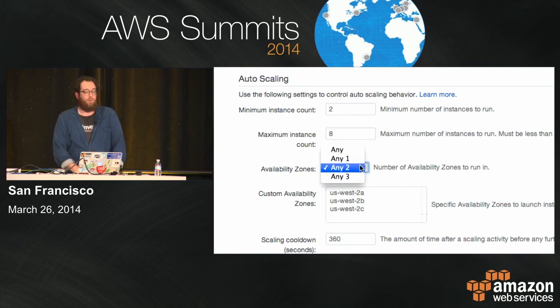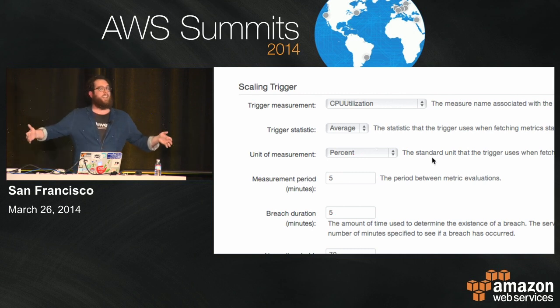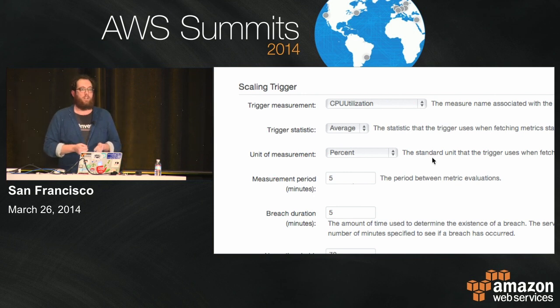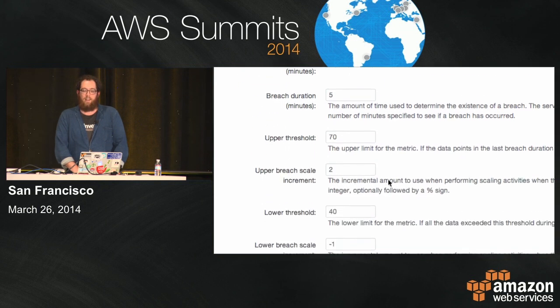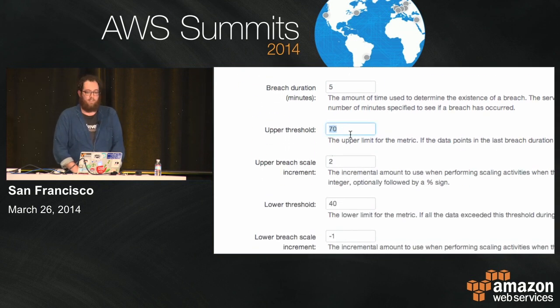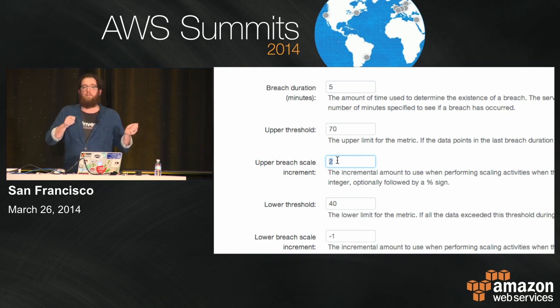How many zones do we want to deploy across? And then the scaling trigger. So if we say that the minimum is 2 and the maximum is 8, how do we grow and shrink? And again, it's one of those things that we shouldn't have to do manually. So this application, I've decided that it's CPU bound. So the indication that we need more servers is that CPU utilization is going up. So I've set the scaling trigger to average CPU percentage measured over 5 minutes. If that exceeds 70%, then I want to add 2 servers. So if CPU goes up, average of 70% across the 2 servers that I have, Beanstalk will add 2 more servers for me.